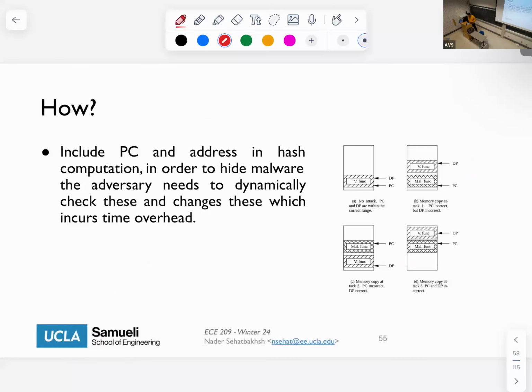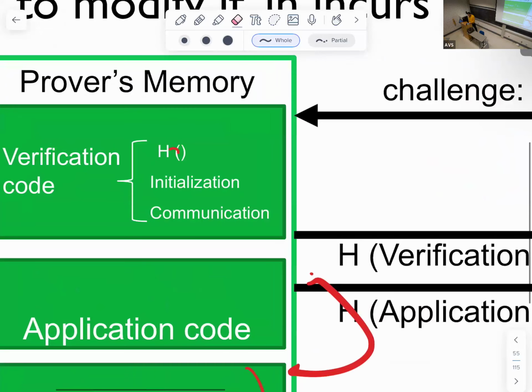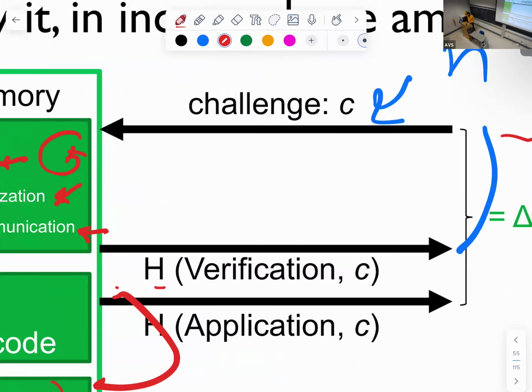So that's kind of the idea of this. And then if I go back here, now you see that if I zoom into the verification code itself, it has the hash function, obviously, some initialization at first, and then some communication for sending the data out. So also receiving and sending, some computation, and some initialization. Once I send the challenge, I compute the hash over the verification code using the challenge.